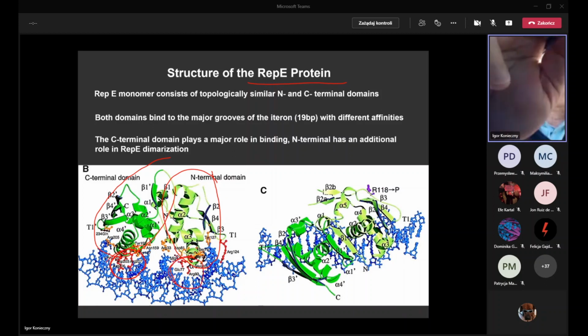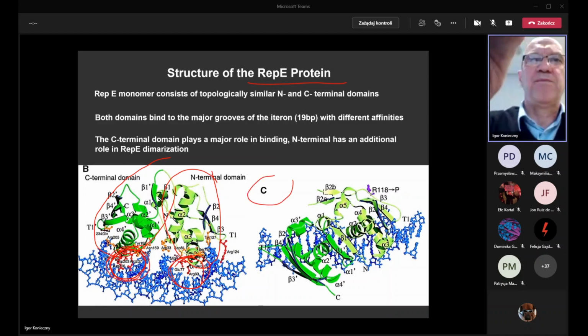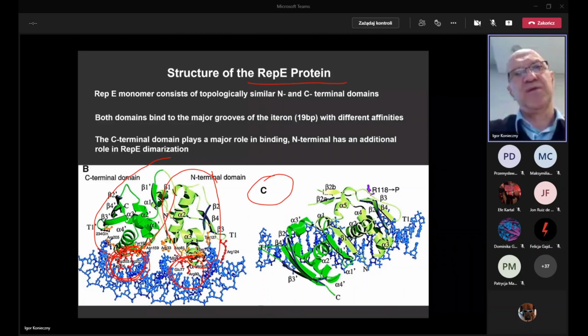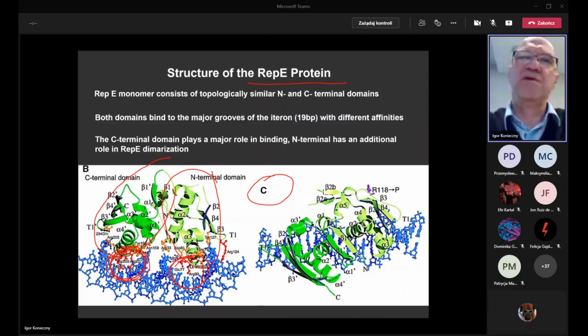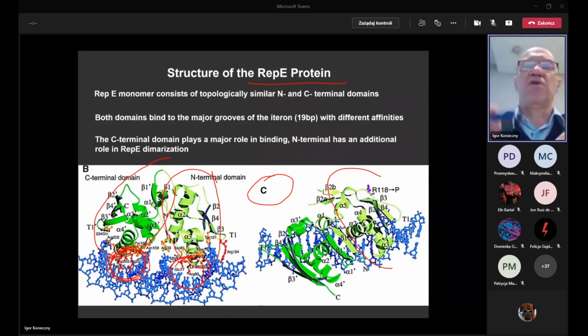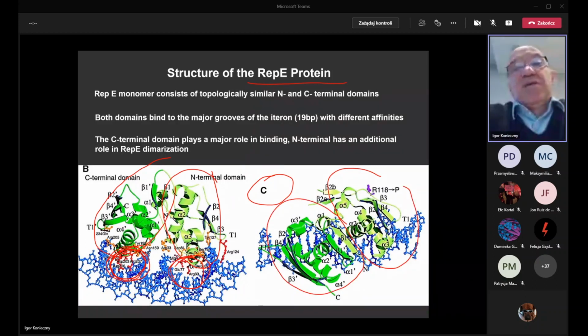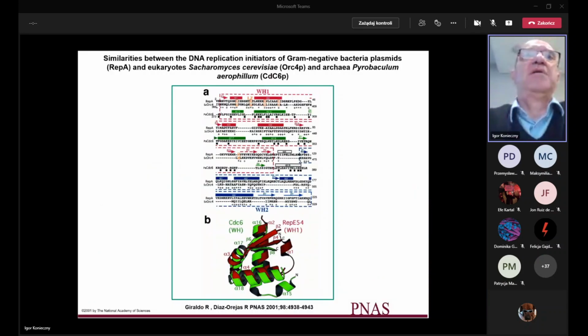Okay, you see this. And this is top view. Okay, and you see that this is N-terminal and C-terminal domain. So this is just a single polypeptide with two domains, not two proteins, but there is symmetric structure, and this symmetricity is important for actually very many replication initiators.